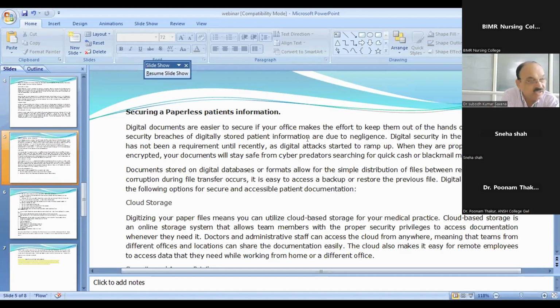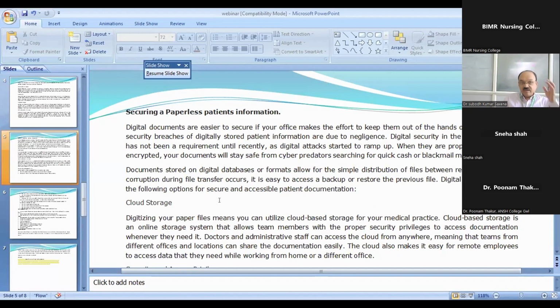negligence. This happened in a renowned institution of India in the past few years. Huge data of such an institute was hacked by a hacker and ransom was seized. Digital security in the medical industry has not been a requirement until recently. Digital attacks started to ramp up. When documents are properly secured and encrypted, they will stay safe from cyber predators searching for quick cash or blackmail material. Such incidents happened recently in a renowned institute of India.